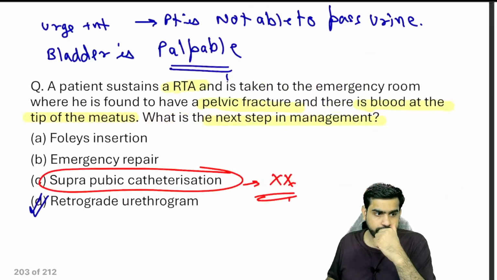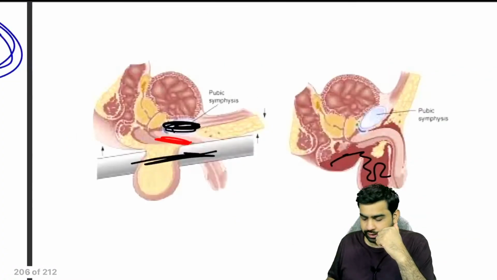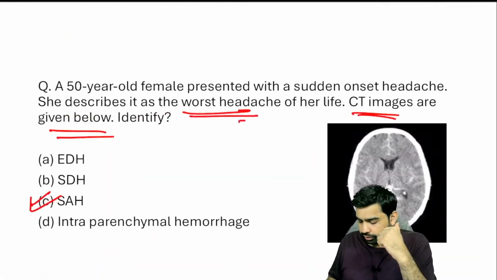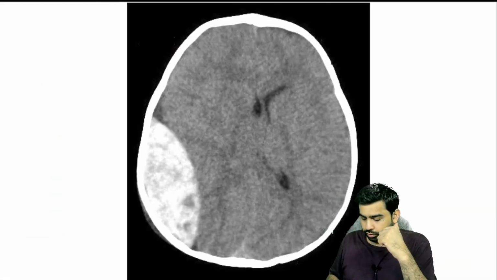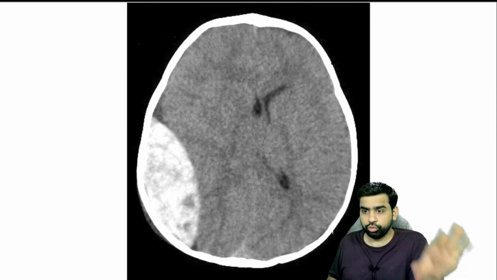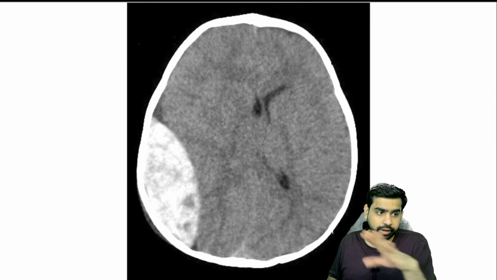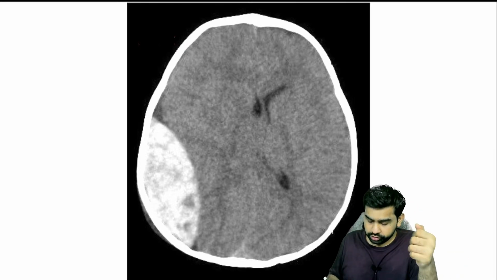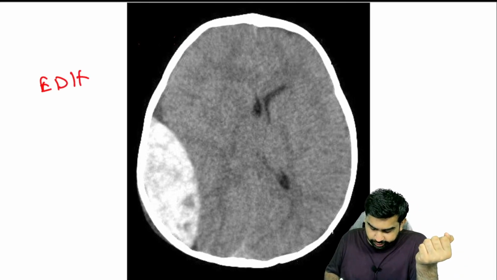Got it? Okay. The answer over here is a subarachnoid hemorrhage. Now what is this? Pretty simple. This is one of the images which you cannot do wrong. If you are appearing for the FMGE exam, you cannot afford to get it wrong. What is this? This is an EDH, extradural hematoma.